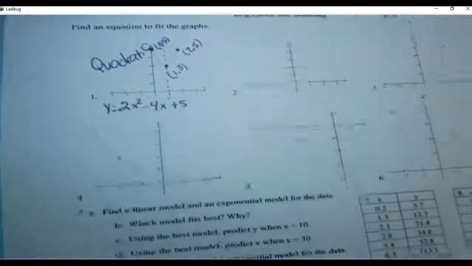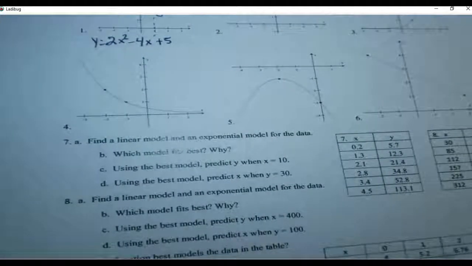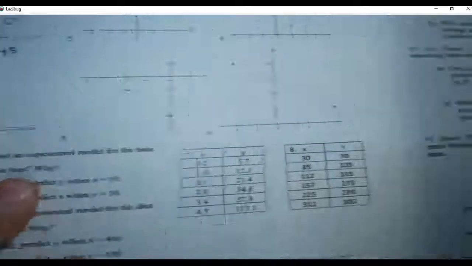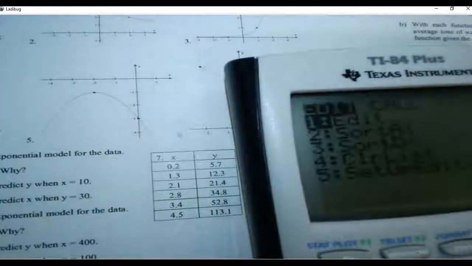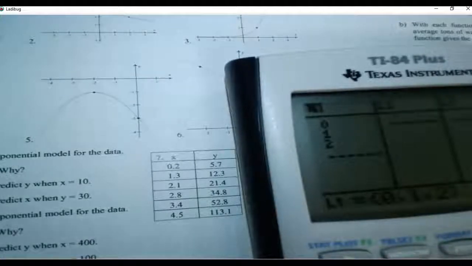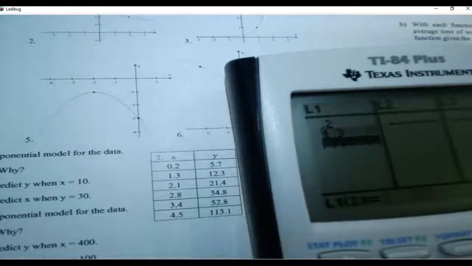Alright, let's skip down here to number 7. So number 7, we want to find a linear model and an exponential model for the data, and we want to decide which one is the best fit and why. So, first thing we have to do is type in this table. So we go to stat, we hit enter, clear out what we got in there, and type in our new table.